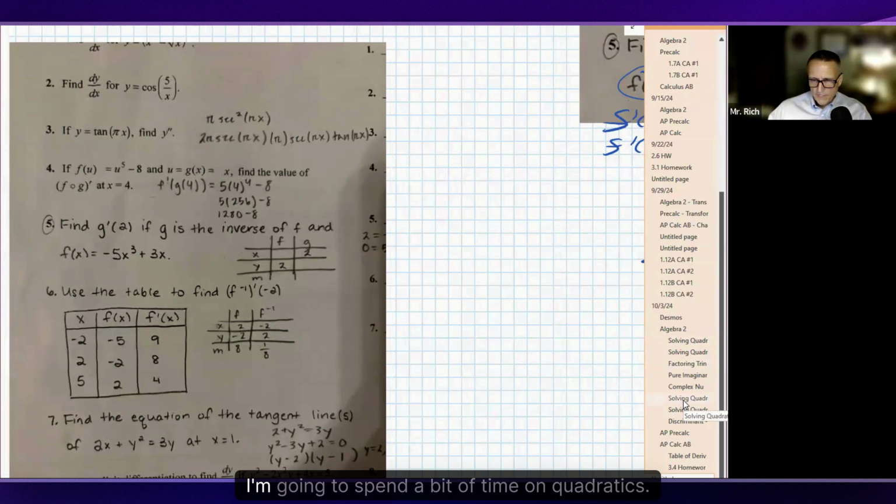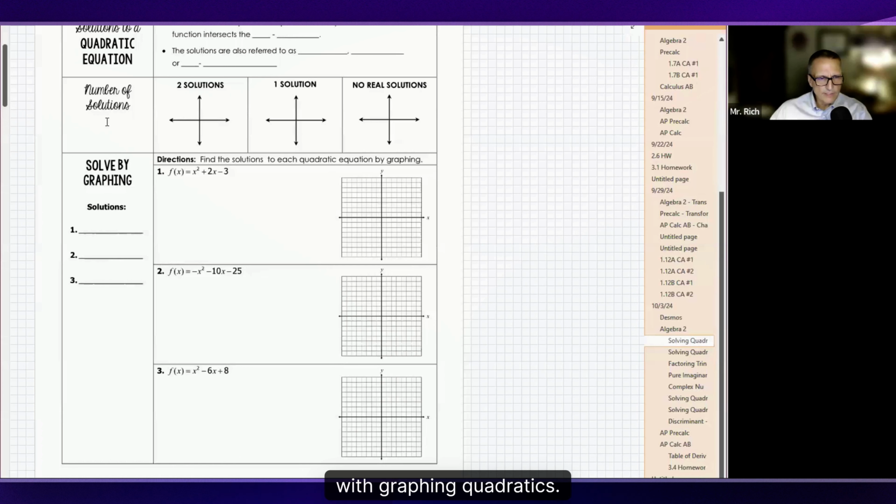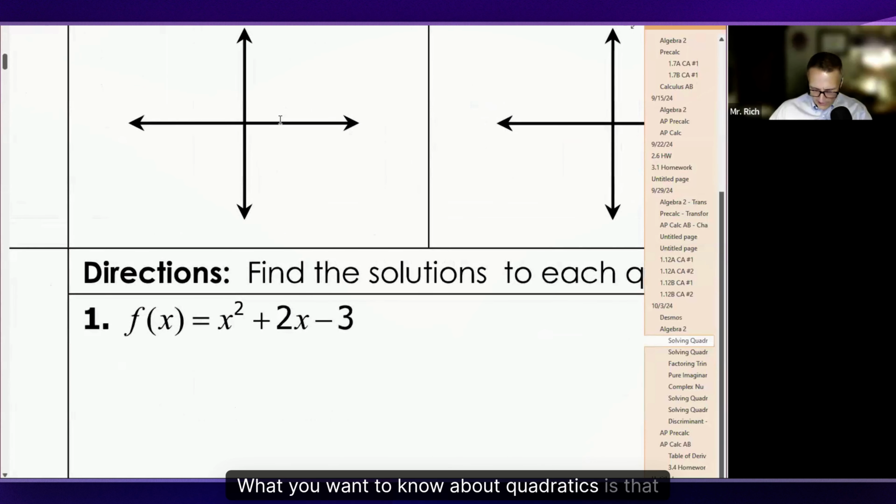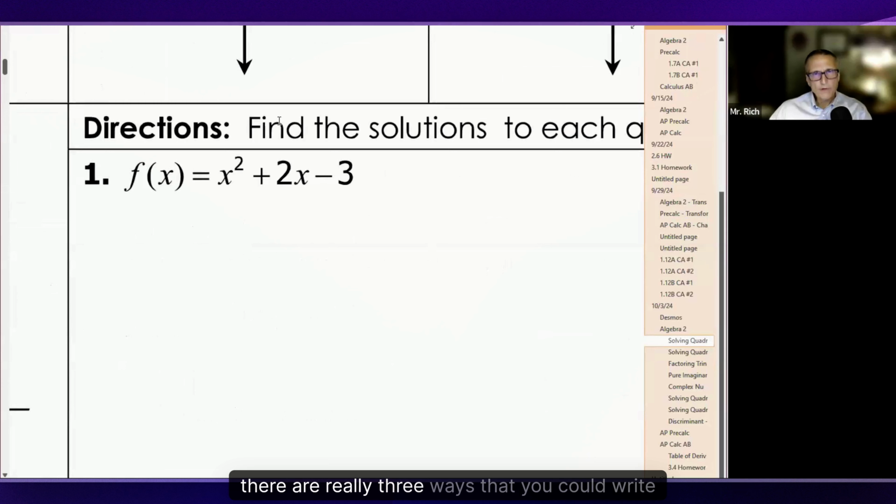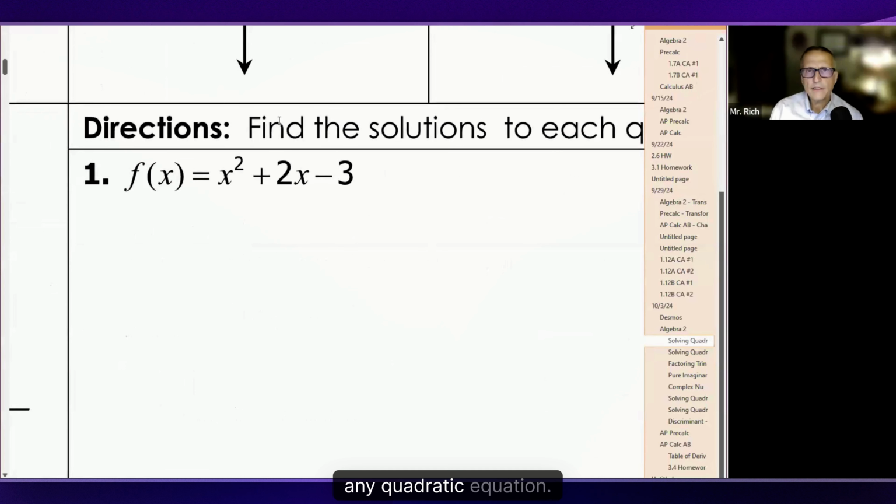All right, I'm going to spend a bit of time on quadratics. I'm going to go back to Algebra 2 because I know I've got a few Algebra 2 students here. I want to remind Algebra 2 students about things that we can do with graphing quadratics. What you want to know about quadratics is that there are really three ways that you could write any quadratic equation. Well, at least two, sometimes there are three.